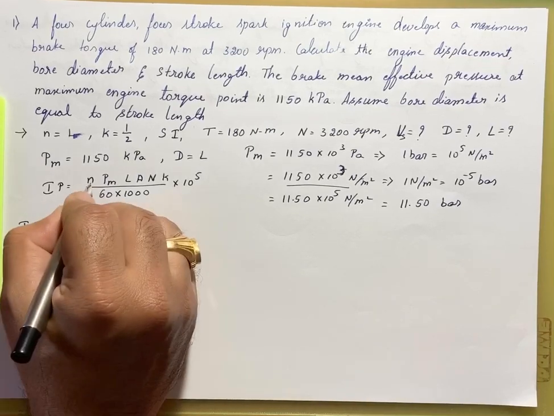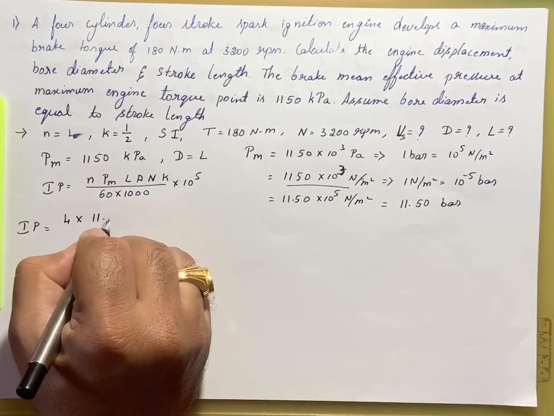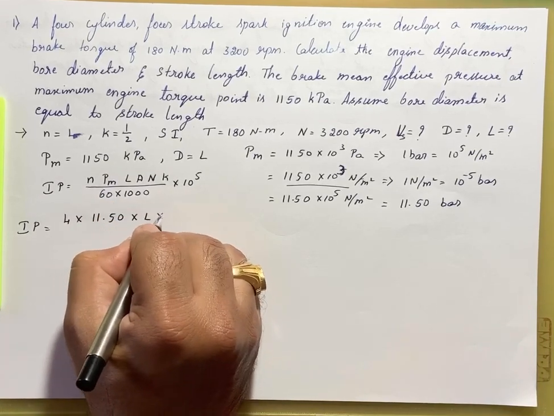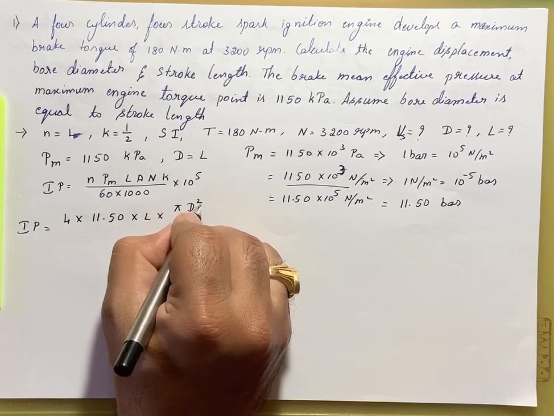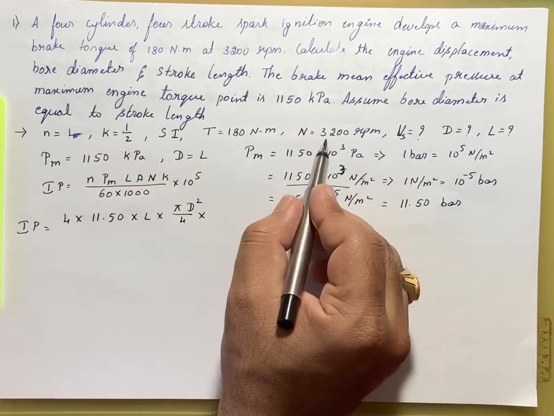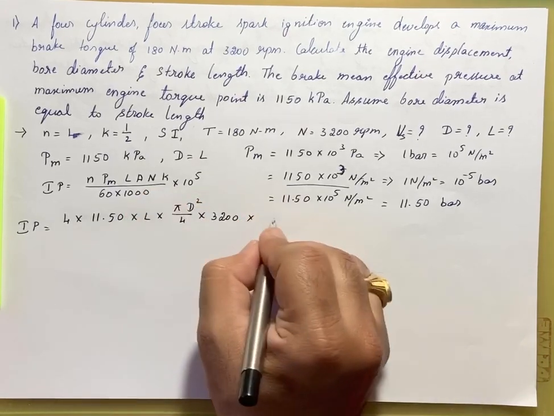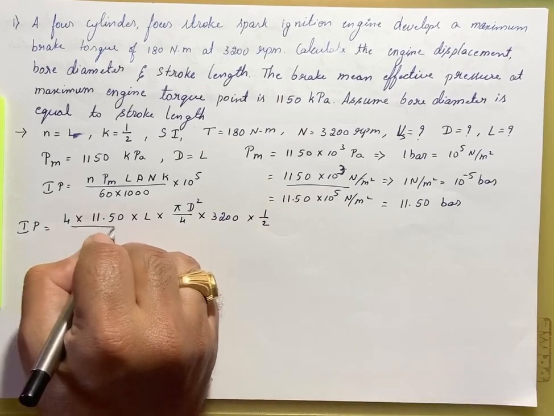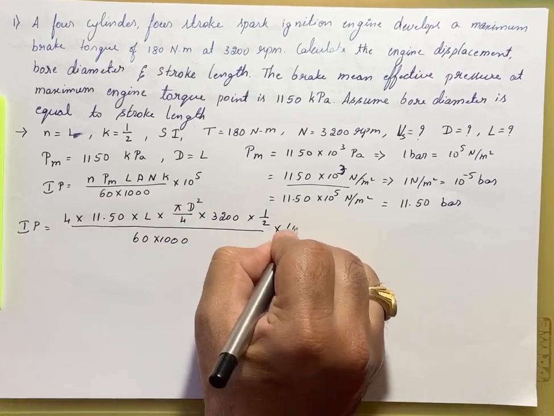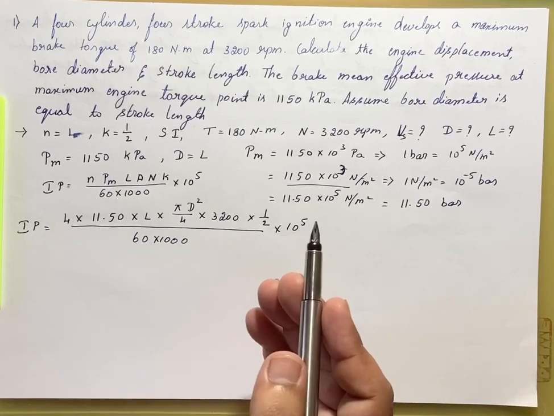IP is equal to N is 4 into PM. I have got 11.50. L is what I need to find out, into L into area is pi D square by 4 into N. N is number of RPM, 3200 into K. K is half, whole divided by 60 into 1000 into 10 raised to 5. Right. Now, has he given IP?